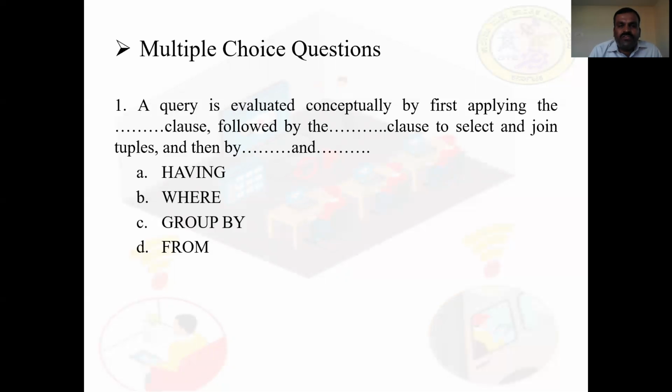A query is evaluated conceptually by first applying the from class followed by the where class to select and join tuples, and then by group by and having, and then the answer.